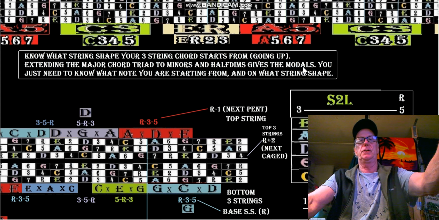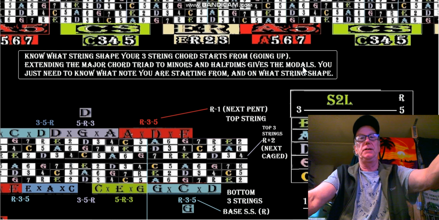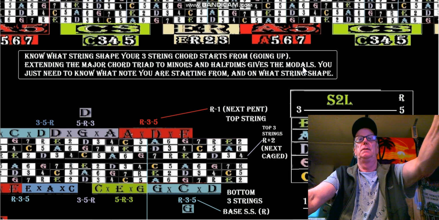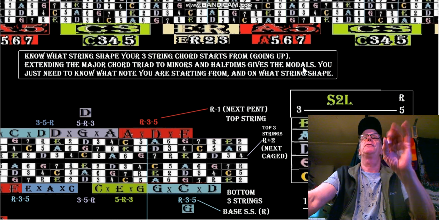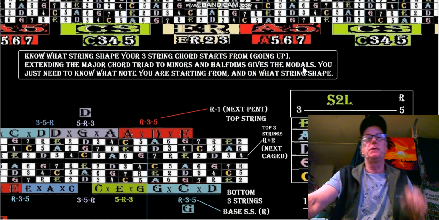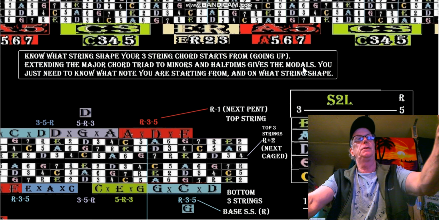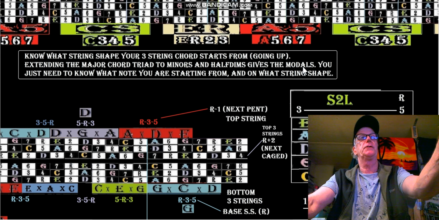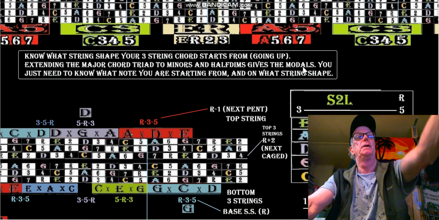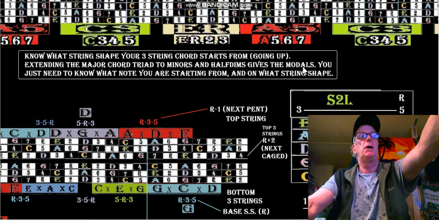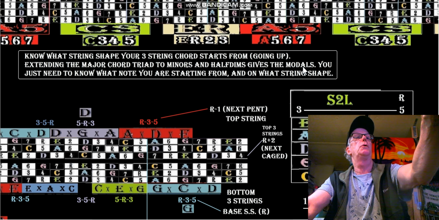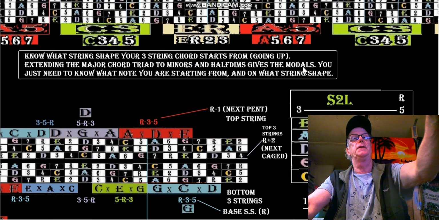So say we start on G and we want to play a G minor. Well, you just have to know how to make a minor. A minor is a minor third and a major third. A major is a major third and a minor third. And a half diminished is a minor third on a minor third. The only difference about the half diminished is there's not a perfect fourth back up to the root. It's an augmented fourth.